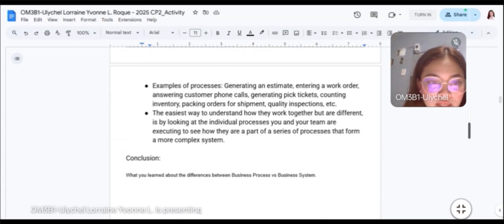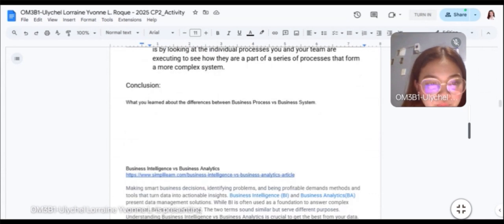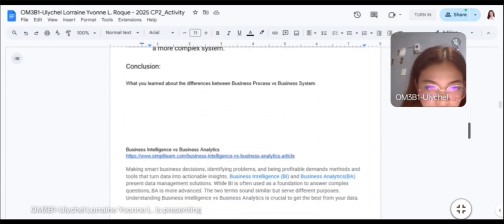The quickest way to understand how they work together but are different is by looking at the individual processes you and your team are executing to see how they are part of a series of processes that form a more complex system. Conclusion: what you learned about the differences between business processes and business systems.